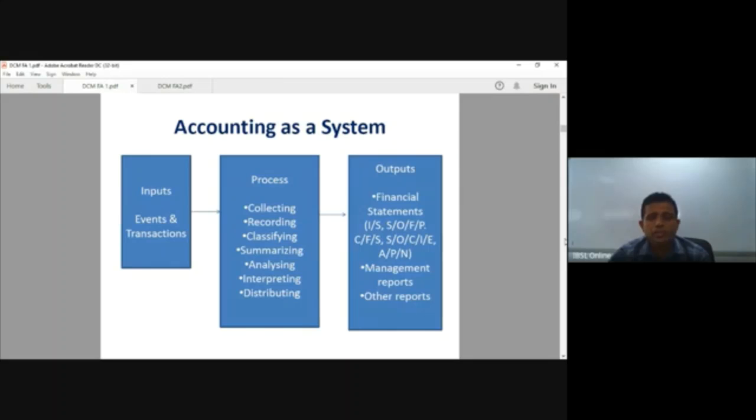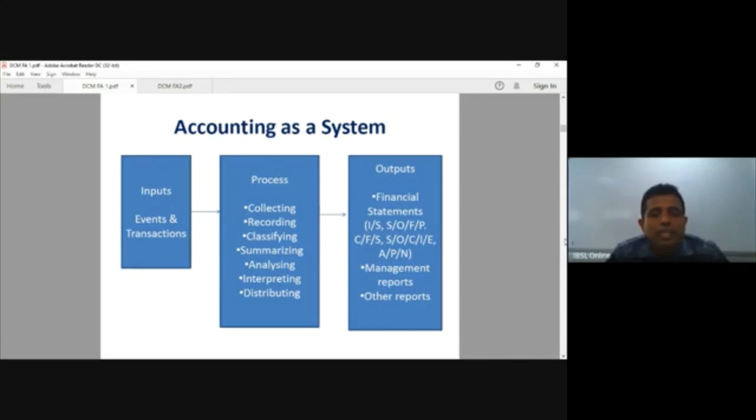If you take accounting as a system or a process, normally in any process there are three things: input, then the actual process, then output. Similarly, we can take accounting as a system also. There also we have those three things: input, process, and output. What is the main input of accounting? That is transactions. Transactions that occurred in a business organization. That is the main input.